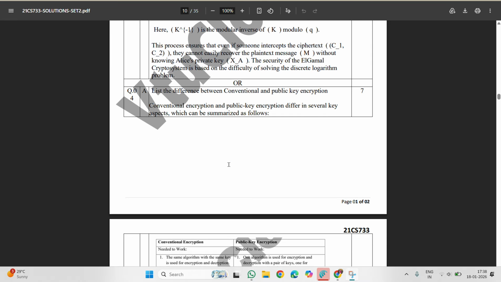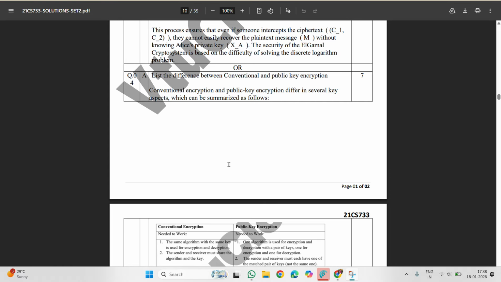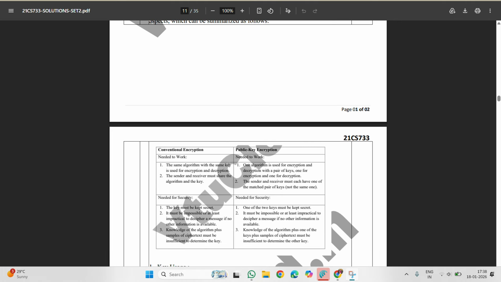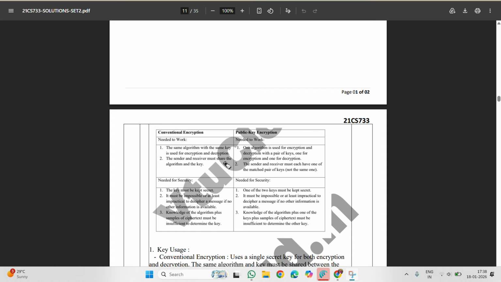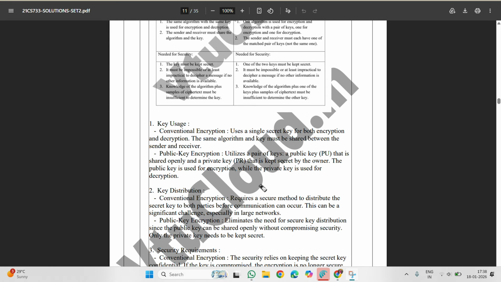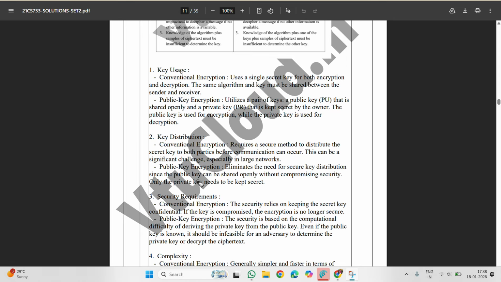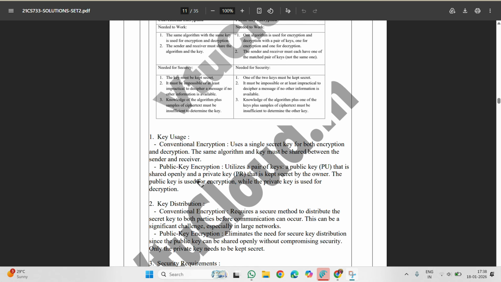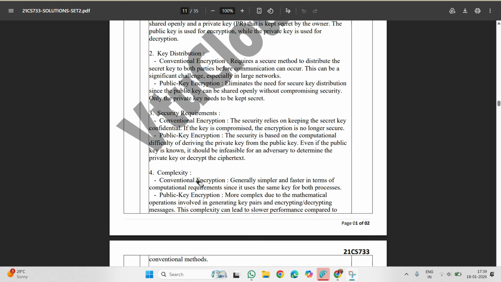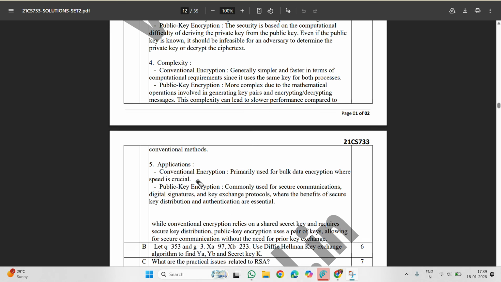Coming to the fourth question, list the differences between conventional and public key encryption. To answer this question, make a table and differentiate the terms conventional encryption and public key encryption, like need of work and the security basis differences, and explain the key terms like key usage, key distribution, security requirements on both conventional and private key encryption, and the complexity applications.